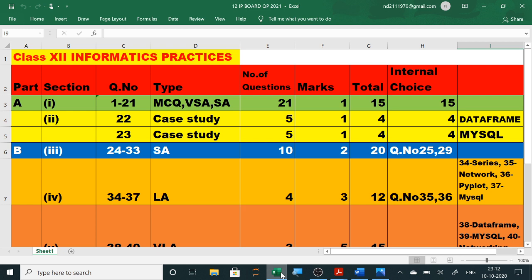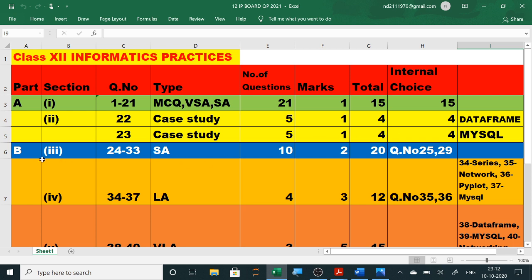Now section 2 is case study. So 2 case studies you will have. Now in this sample question paper, one case study is from data frame and the second case study is from MySQL. Now in that case study, 5 subparts are there, and in which you can see here the 4 you have to attempt. So internal choice is of 4 and any 4 you have to attempt out of 5. Now next, again one case study, MySQL case study is there. Here also out of 5 you have to attempt 4. So all are of 1 mark.